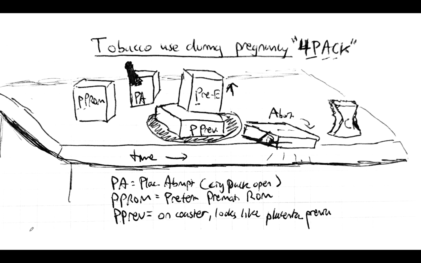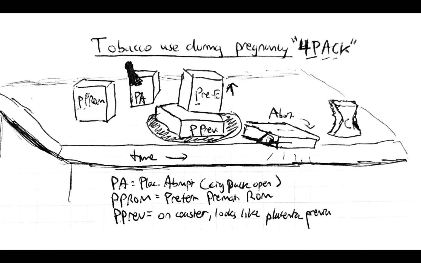So we start with the 4 P's of 4-pack, which are P-Prom, PA, or placental abruption, pre-E, or pre-eclampsia, and PPrev, or placenta previa. Then we have the A for abortion, and the C for constriction. So these are all complications that can affect mom, and I'll explain them one by one.